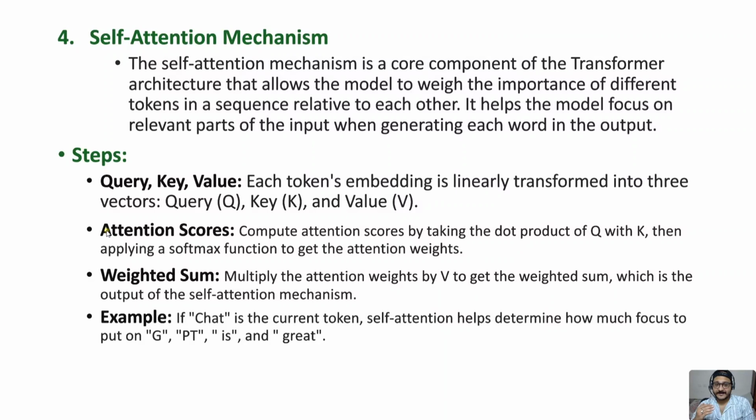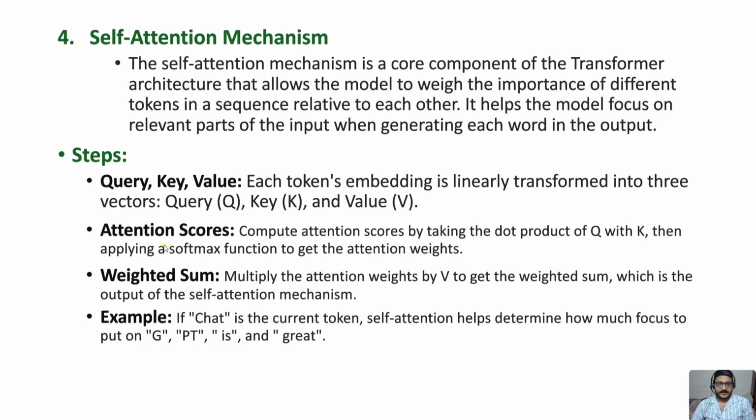And this process repeats n number of times. In the self attention mechanism there are three steps, using three vectors: query, key and value. Each token's embedding is linearly transformed into three vectors, q, k and v: query, key and value. So whatever tokens we have from the positional embedding will be transformed into each vector in this self attention mechanism layer.